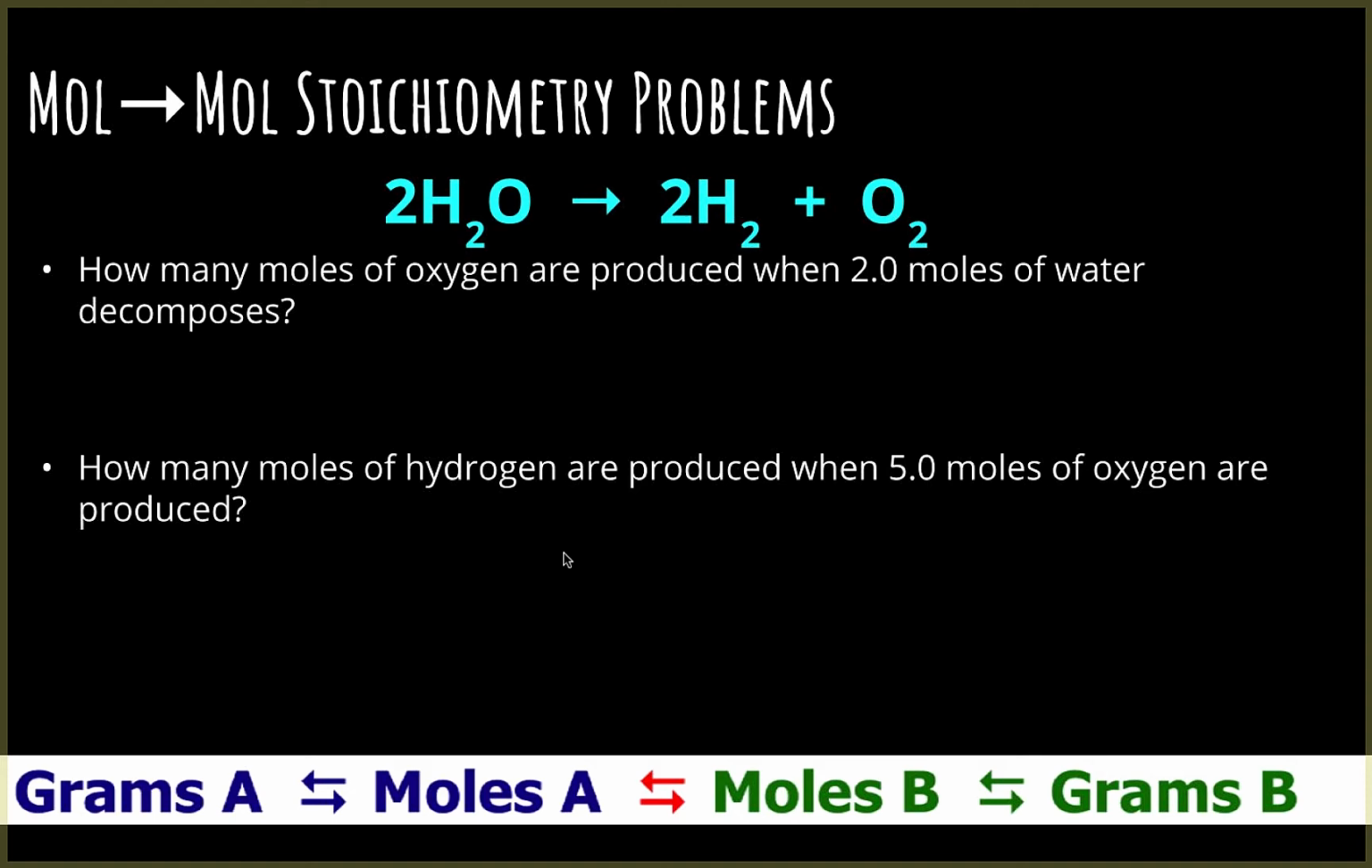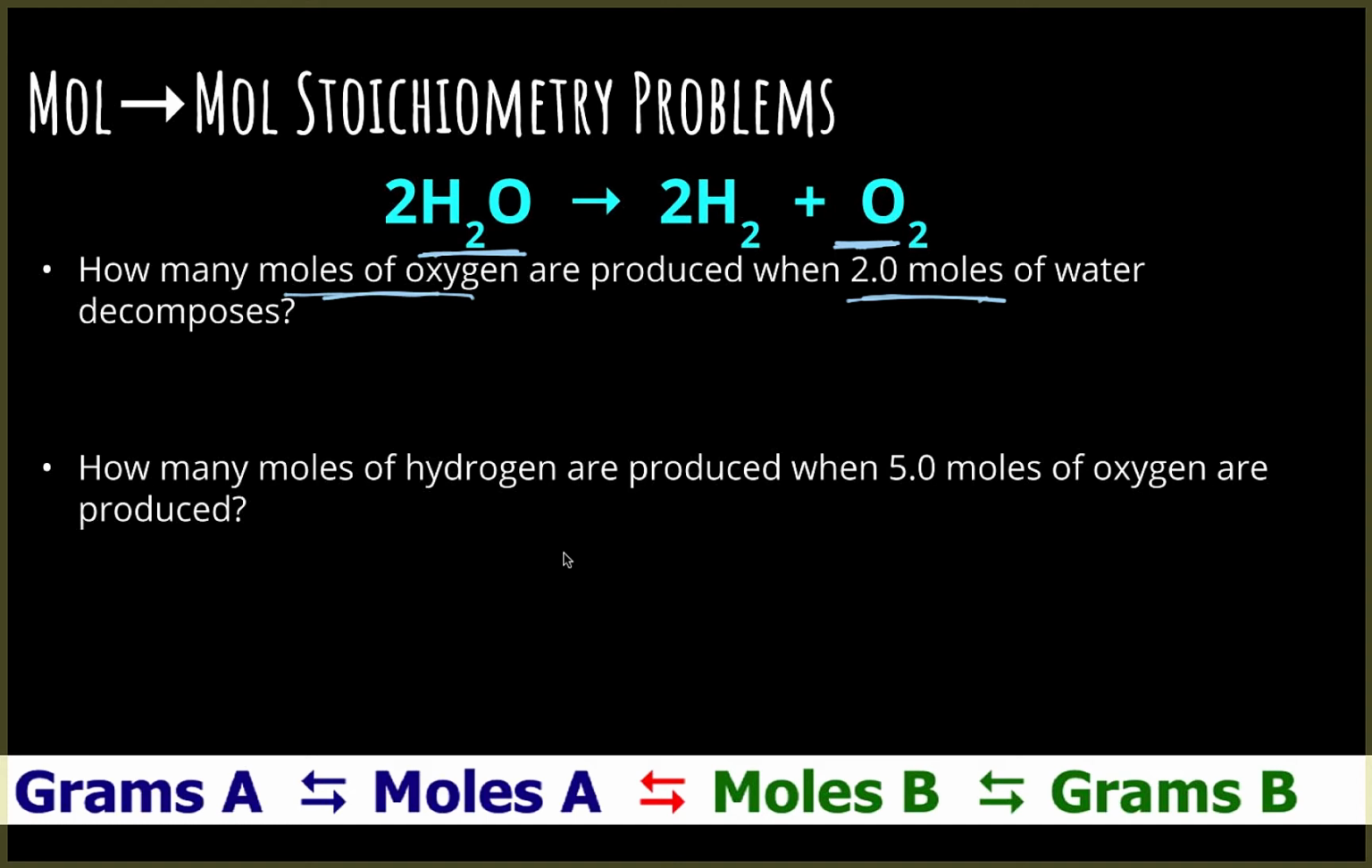For the examples that we do today, we're going to use the decomposition of water. We're going to use the same equation for every one of these, but we're going to do some different calculations based on what's being asked in each particular question. For this first one, it says: how many moles of oxygen are produced when 2 moles of water decompose? What I like to do is underline what I'm dealing with, and then do the same thing in the balanced equation.